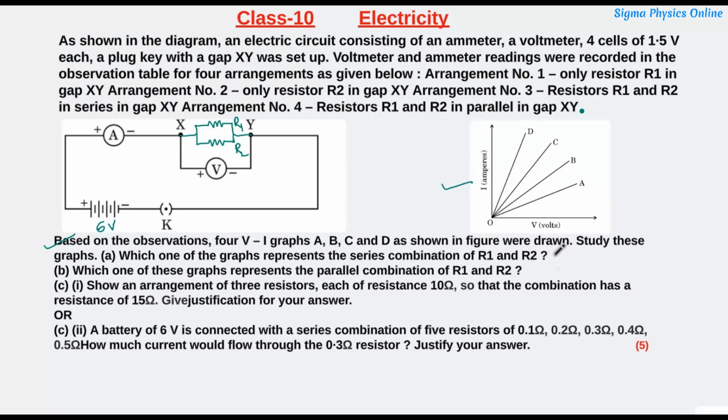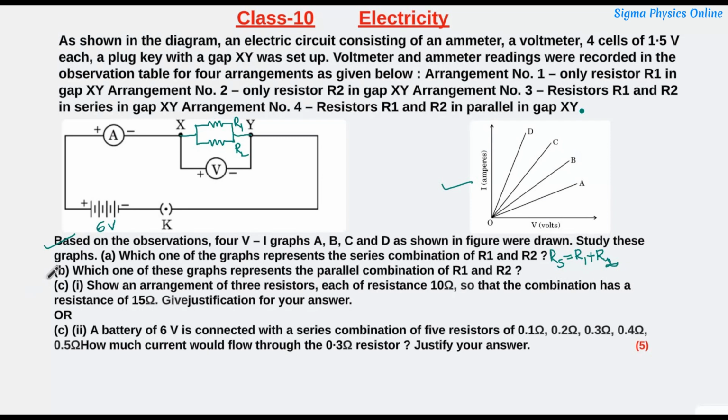Now we know that in series combination, the resistance of the overall circuit increases because Rs is R1 plus R2. So when these two resistances are added up, the overall resistance of the circuit increases. It is more than the individual resistors. So this increases the overall resistance of the circuit.